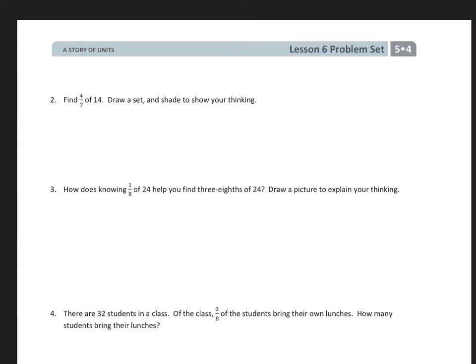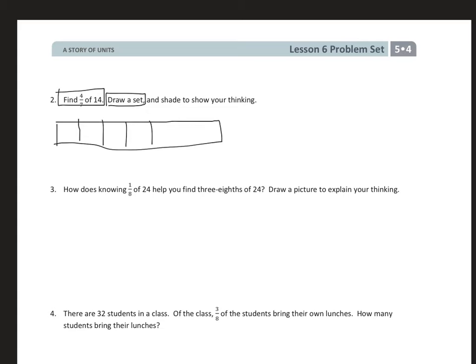All right, let's do number 2. Let's find what 4/7 of 14 are. They want us to draw a set, so let's go ahead and draw the set. Set means that we're going to draw a tape diagram. We're going to need to break it up into sevenths, which means 6 lines. So we have 1, 2, 3, 4, 5, 6.